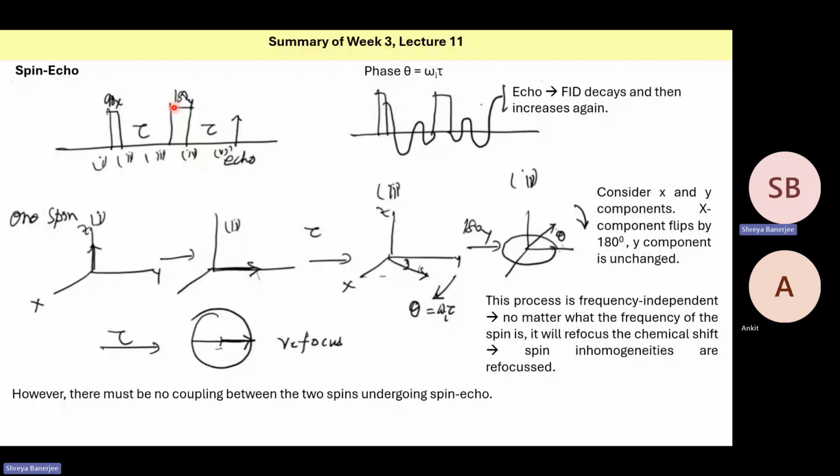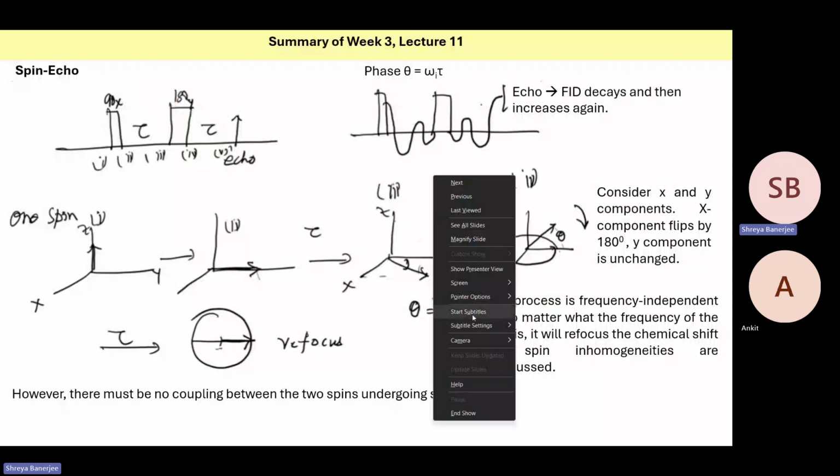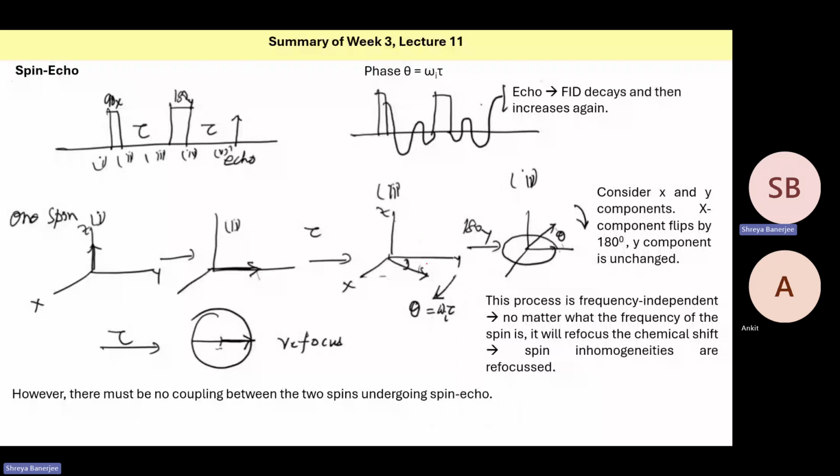So how will you consider the 180y pulse? So this is the magnetization. After time tau, when it has a phase of theta, it will have x and y components. Now 180y basically means that you are flipping along the y-axis. If that is the case, then the y component will remain. So this is your x component, and the y component is here.